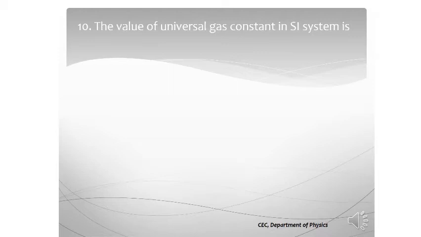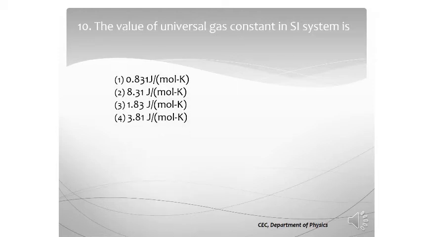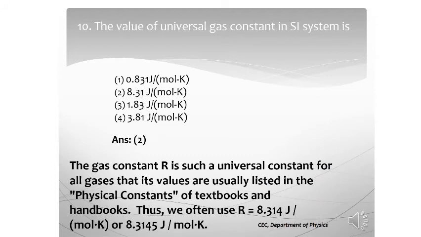The value of universal gas constant in SI system is 0.831 joule per mole Kelvin, 8.31 joule per mole Kelvin, 1.83 joule per mole Kelvin, 3.81 joule per mole Kelvin. Answer 2. 8.31 joule per mole Kelvin. The gas constant R is such a universal constant for all gases that its values are usually listed in the physical constants of textbooks and handbooks. We often use R equal to 8.314 joule per mole Kelvin or 8.3145 joule per mole Kelvin.